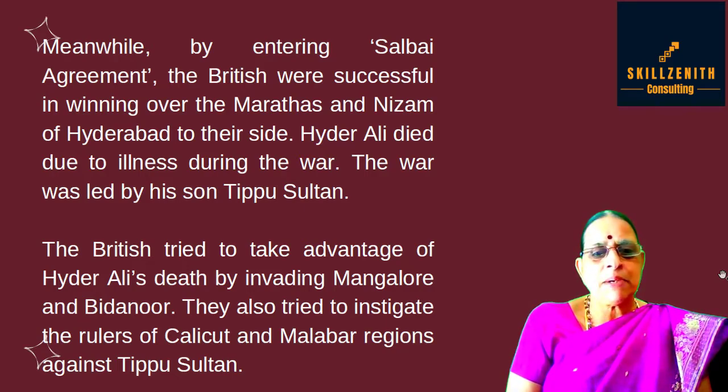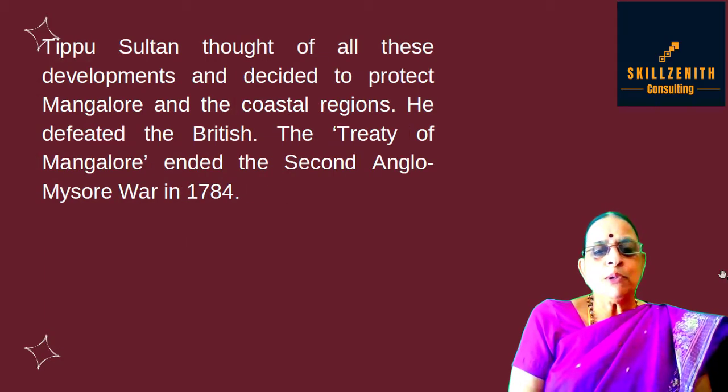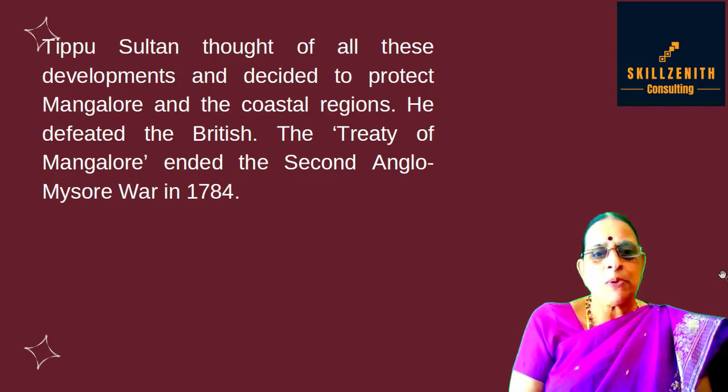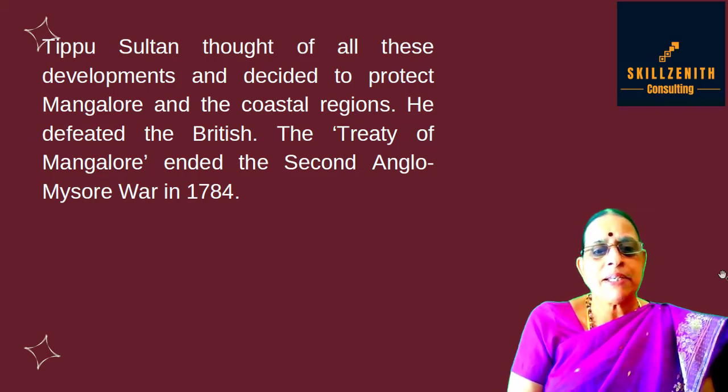The war was led by his son Tippu Sultan. The British tried to take advantage of Hyder Ali's death by invading Mangalore and Bidanuru. They also tried to instigate the rulers of Calicut and Malabar regions against Tippu Sultan. Tippu Sultan thought of all these developments and decided to protect Mangalore and coastal regions. He defeated British. The Treaty of Mangalore ended the Second Anglo-Mysuru War in 1784.